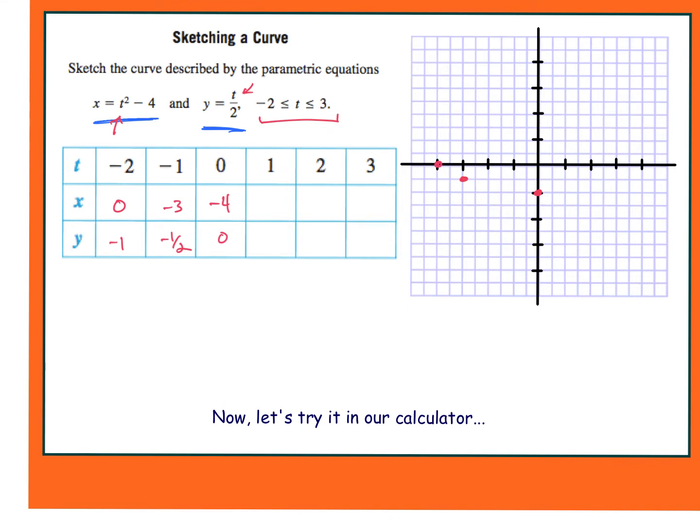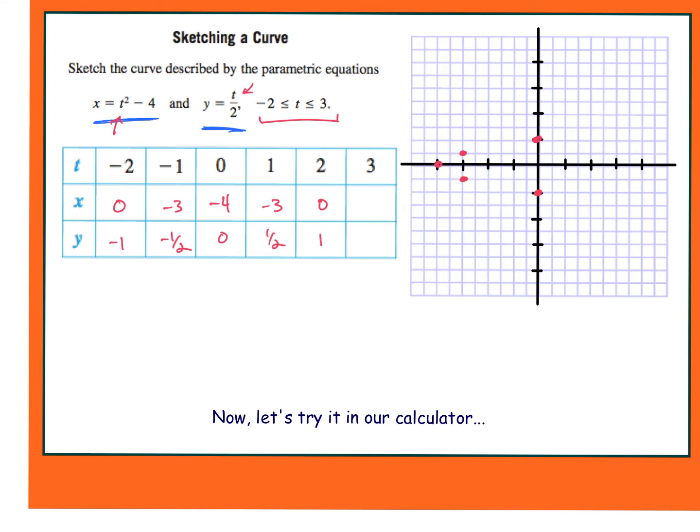And then I substitute in 1. And what would be my x? -3. And what would be my y? 1/2. So then I plot it right there. And then I substitute in 2. So what would be my x? 0. And what would be my y? 1. So then I plot that right there.